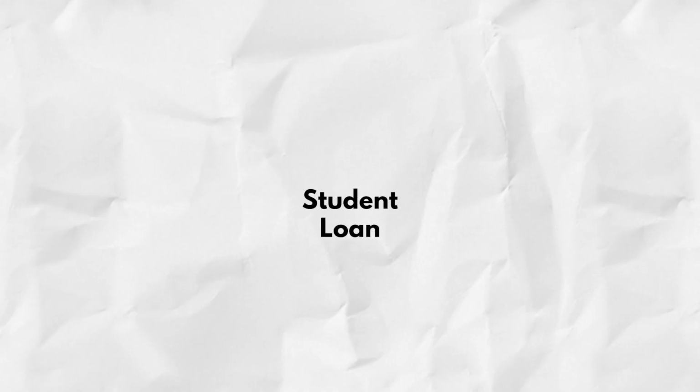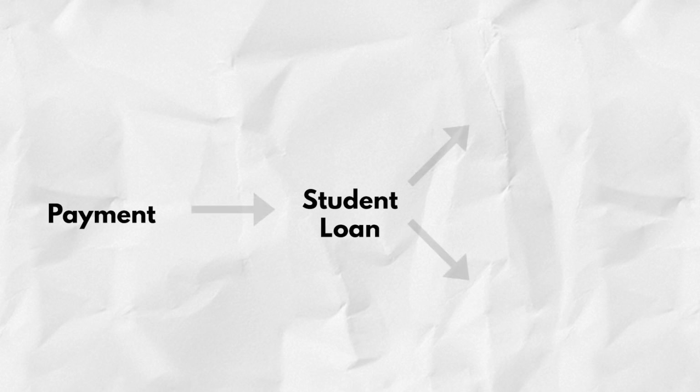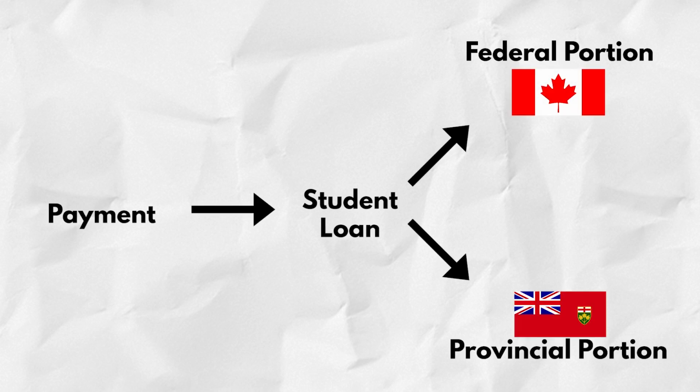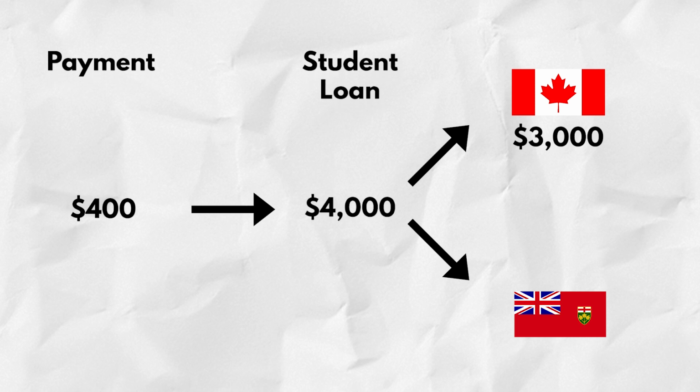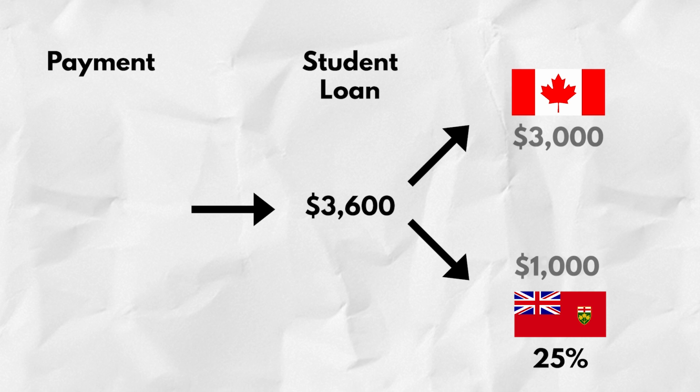No, unfortunately you can't. The way that it works is, every single time you make a payment, the money will be split between the federal and the provincial portion based on their percentages, and will be updated every single time you make a new payment. So, for example, if you had a federal loan of $3,000 and a provincial loan of $1,000, 25% of the payment would go towards the provincial portion and 75% of the payment will go towards the federal portion.